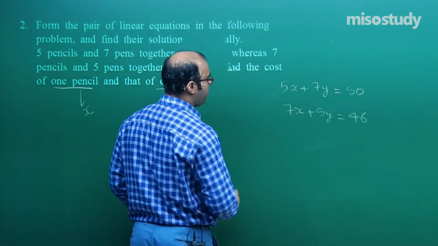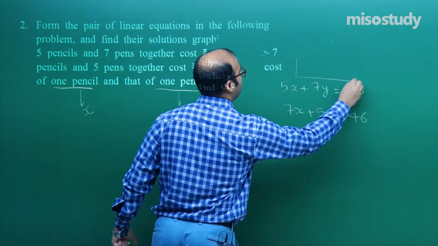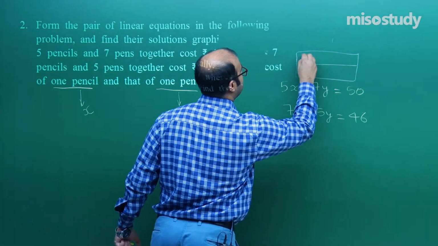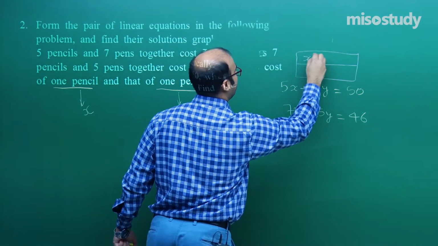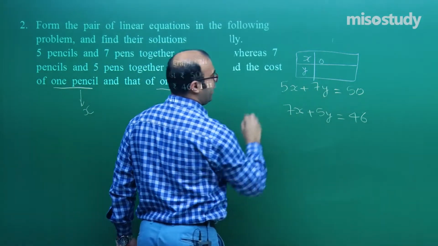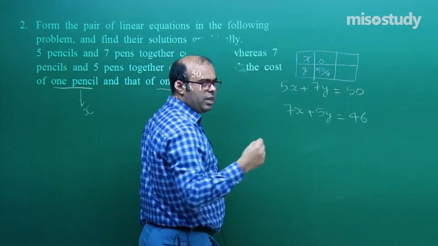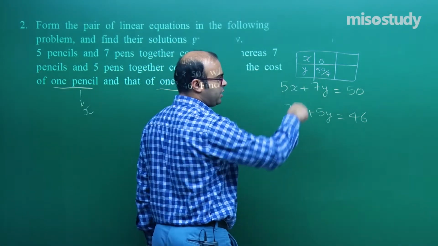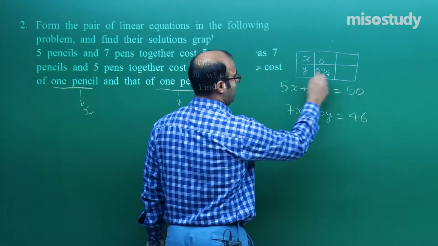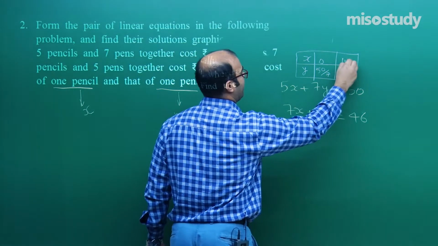Now we have to solve them graphically. For this first one, let us take x is equal to 0. If we put x equal to 0, y will be 50 by 7, which is a little more than 7. 49 by 7 is 7, so it is a little more than 7. If we put y equal to 0, x will be 10.